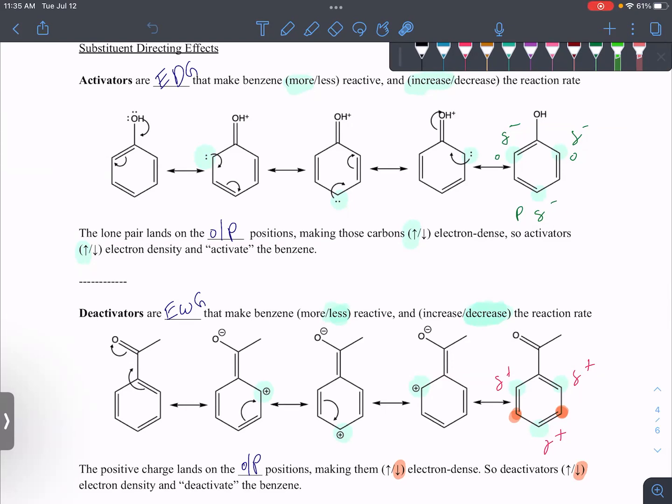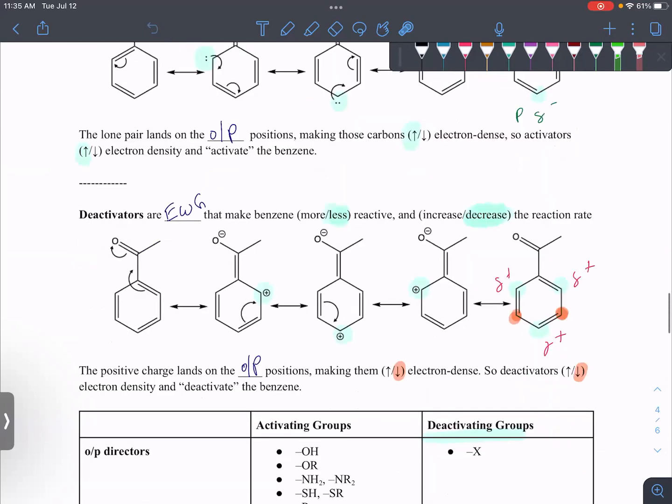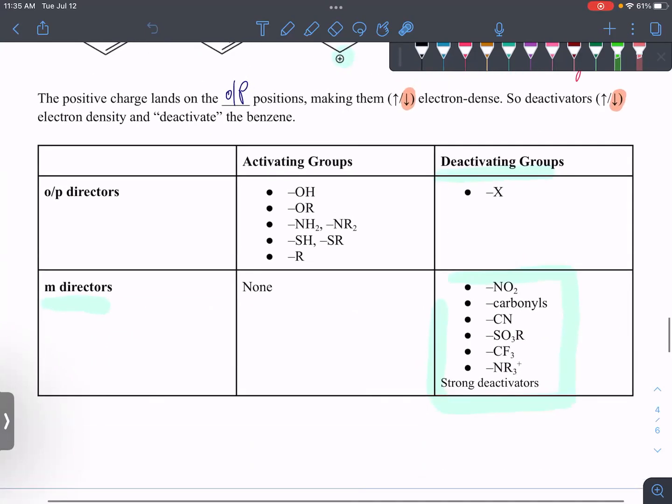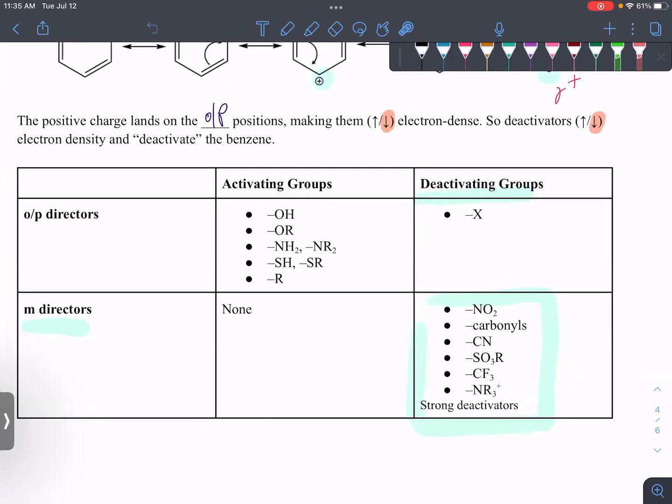Usually, I think almost all activators are ortho para directors. So on the chart, you see all your activators, just know that whenever they are in a reaction, the electrophile goes ortho para. In this chart, we have our activating groups, and all of the activating groups are under ortho para directors. And then the deactivating groups are all of these down here. The strong deactivators are all meta directors, so they're all going to put new electrophiles on meta.